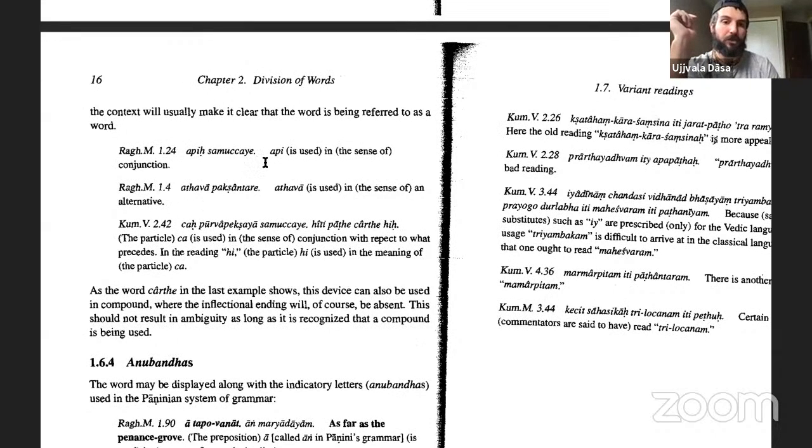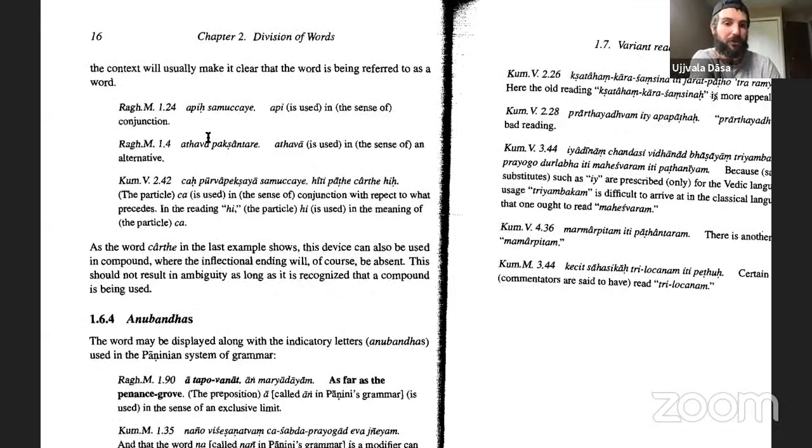Apihi samuchaye. Api is used in the sense of conjunction. So they're saying sometimes they'll take an avyaya and they'll give it a vibhakti. Oh, really? I mean, never saw that. I've never seen it, but they're quoting this Raghuvamsha. Atava apakshantare. Atava is used in the sense of an alternative. So he's saying this is where it gets confusing, because it's already got a long vowel. Put a vibhakti on it, then it looks like it's feminine, or it's feminine because it's long, and you can't really tell that they've done that.